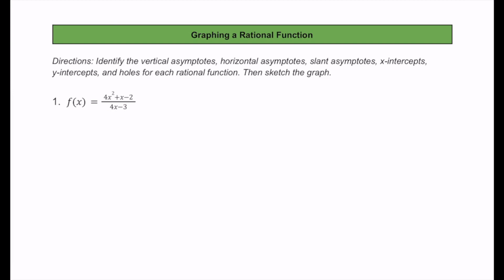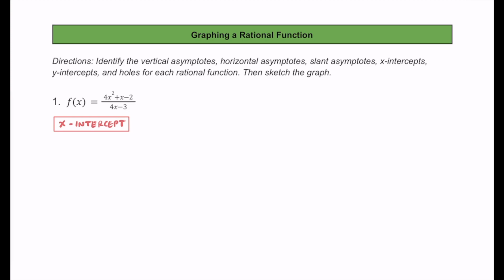The reason why we would check to factor is just because if we could factor and then cancel out some terms on top and bottom, we could discover a hole for this function. But since we can't for this particular problem, we're not going to have a hole. So we're not going to have any holes for this particular rational function.